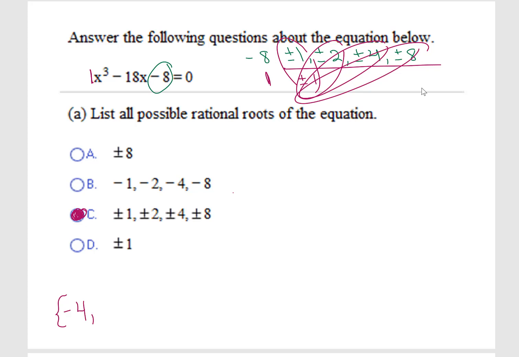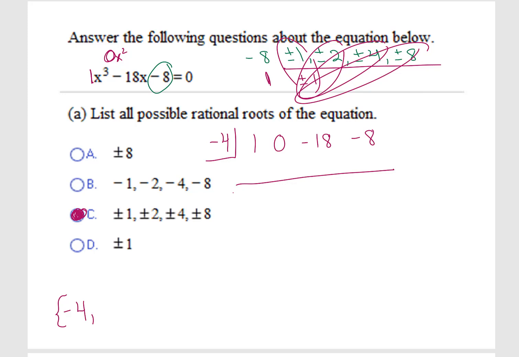So -4. Notice that we're missing an x squared. There's no x squared in there, so we have to account for it. So I'll have 1, 0 for my x squared, negative 18 for my x, and then negative 8.